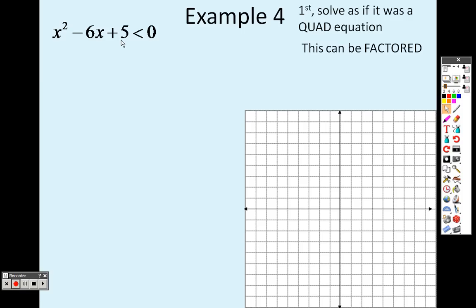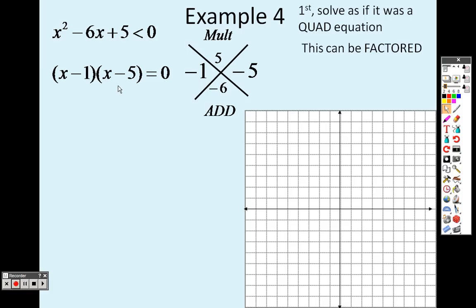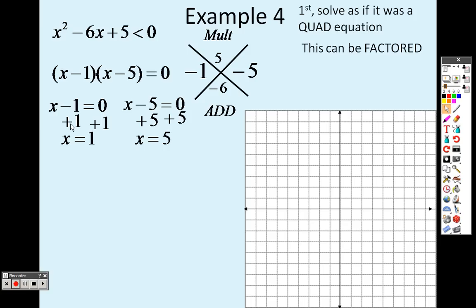Can you think of two numbers that multiply to give you 5 and add to give you -6? Yep, -1 and -5. So we end up getting (x - 1)(x - 5). Think of it as an equal sign. That's why I have an equal sign there. So to solve each of these, you would add 1 to both sides, and add 5 to both sides of that one. We have x = 1 and x = 5.